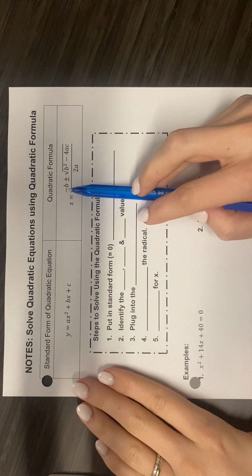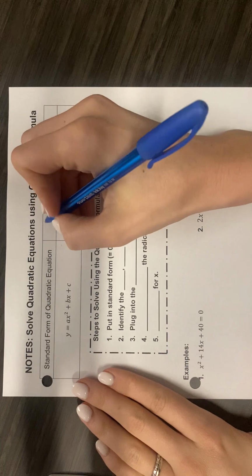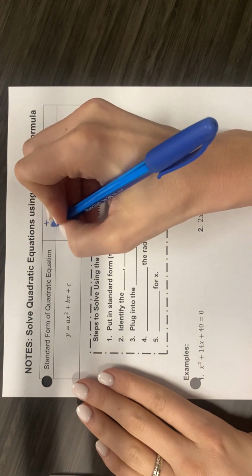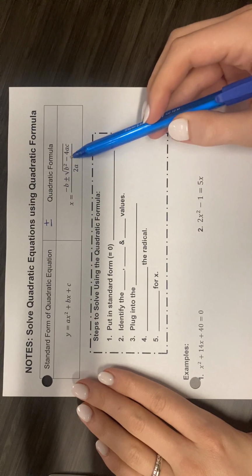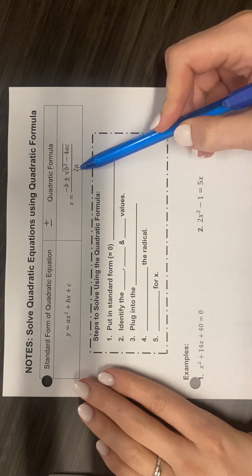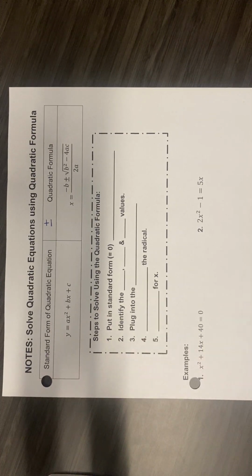This says negative b plus or minus, so a plus sign with a minus sign right under it, plus or minus the square root of b squared minus 4ac all over 2a. There's a song that I'll make y'all sing when I get back, but you won't have to sing it today.